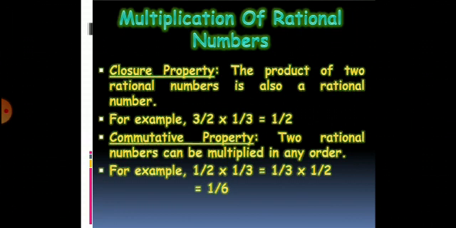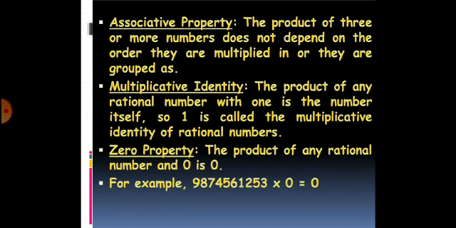Second property, commutative property. Two rational numbers can be multiplied in any order. For example, if you multiply 1 by 2 into 1 by 3, the answer will be 1 by 6. And if you multiply 1 by 3 into 1 by 2, then also the answer will be 1 by 6. Associative property: the product of three or more numbers does not depend on the order they are multiplied in or how they are grouped.